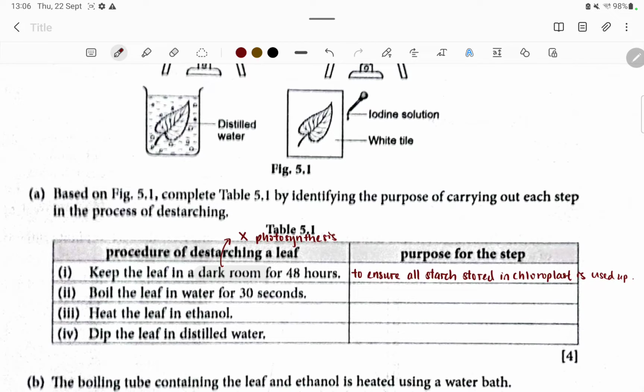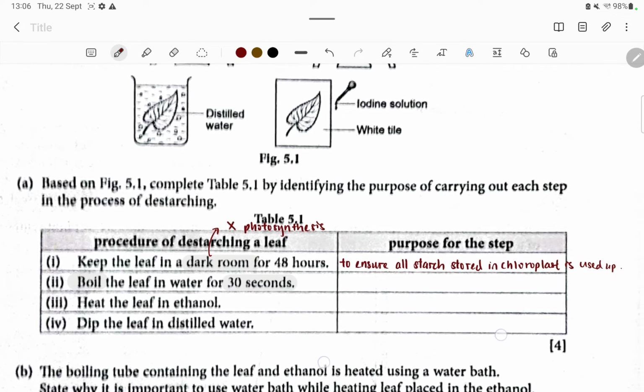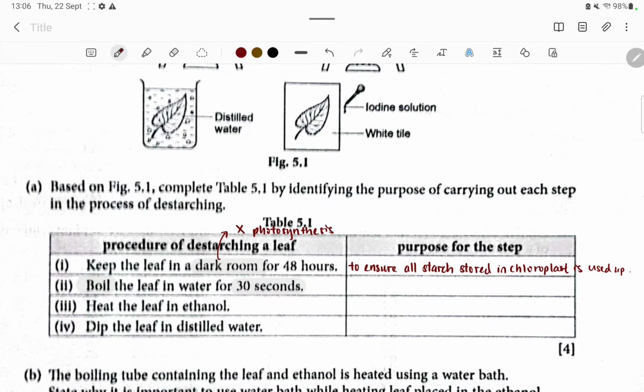Boil the leaf for 30 seconds. This one is to break down the cell membrane.